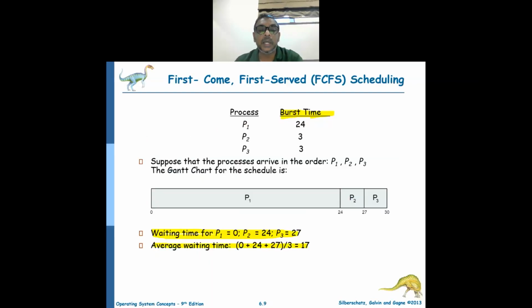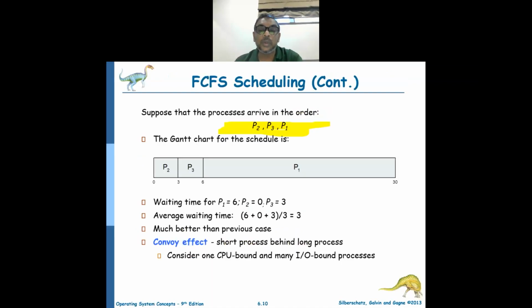The previous example had an average of 17 seconds, whereas in this case, it's only 3 seconds. That means each process just waits for 3 seconds and then it can go in. Okay, so this is what we call the convoy effect: short processes stuck behind a long process.